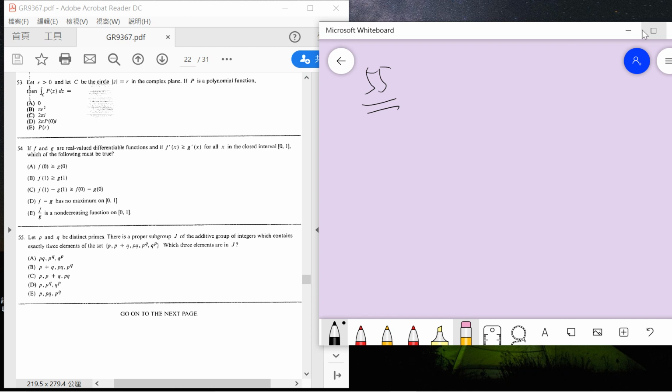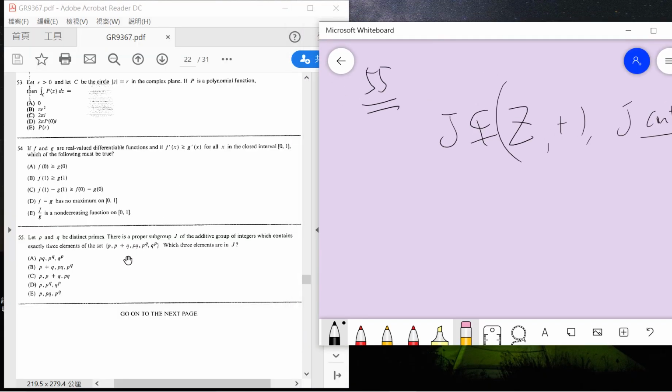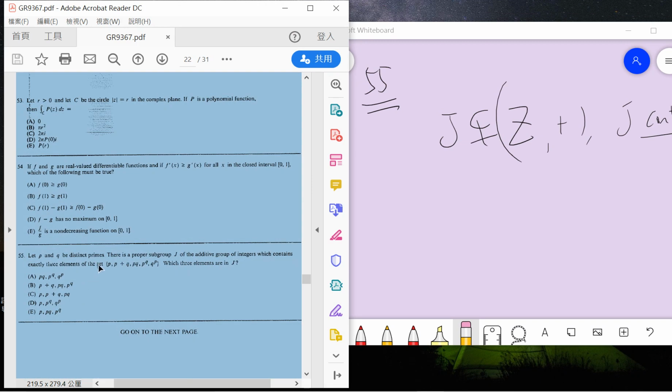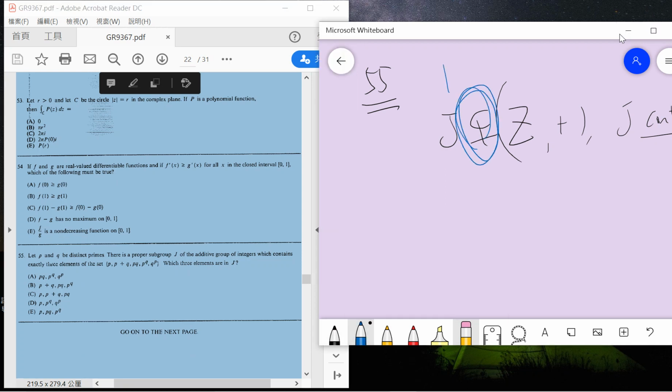So J is a proper subgroup of the integers under addition, and J contains exactly three elements in the list, and I ask you which one is possible. Okay, so the key idea is that this is proper.